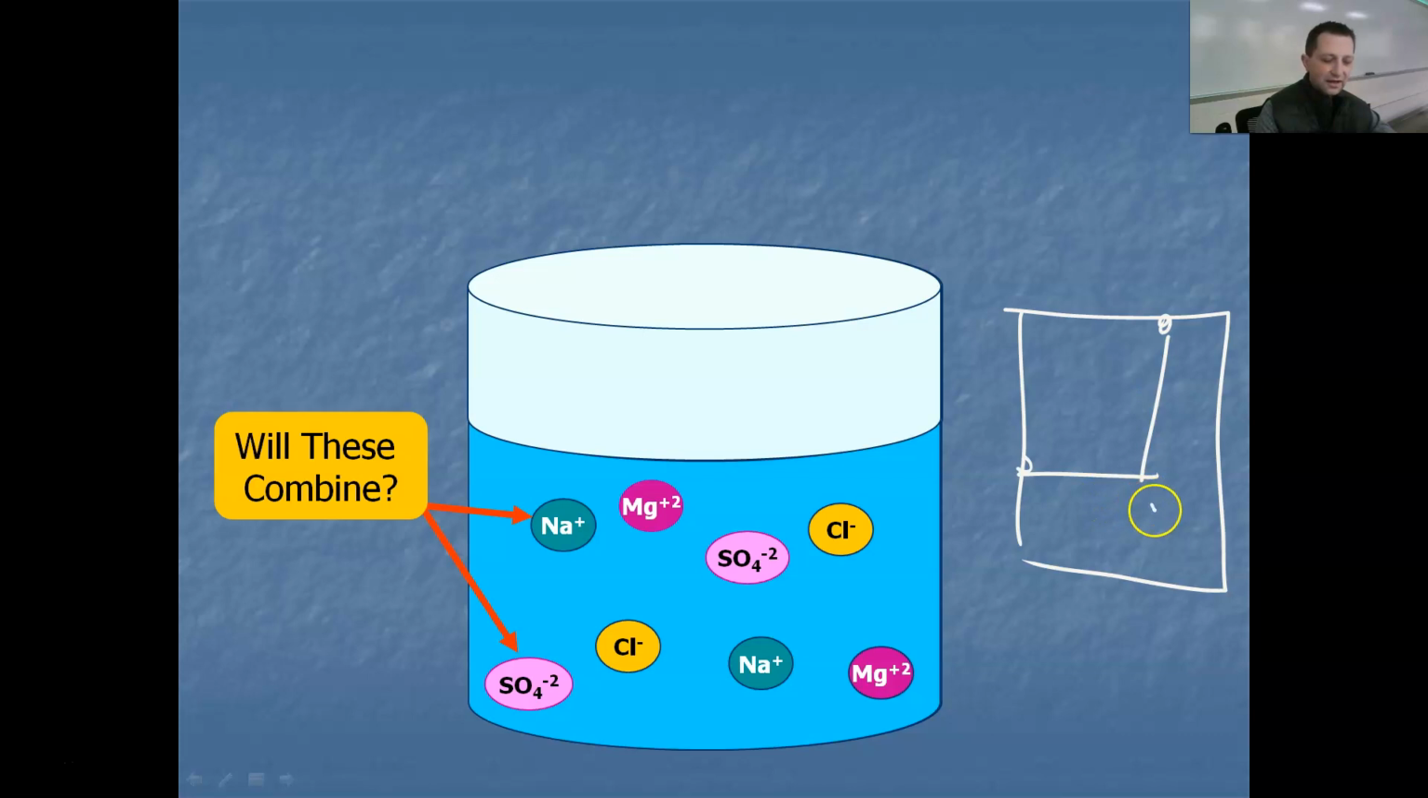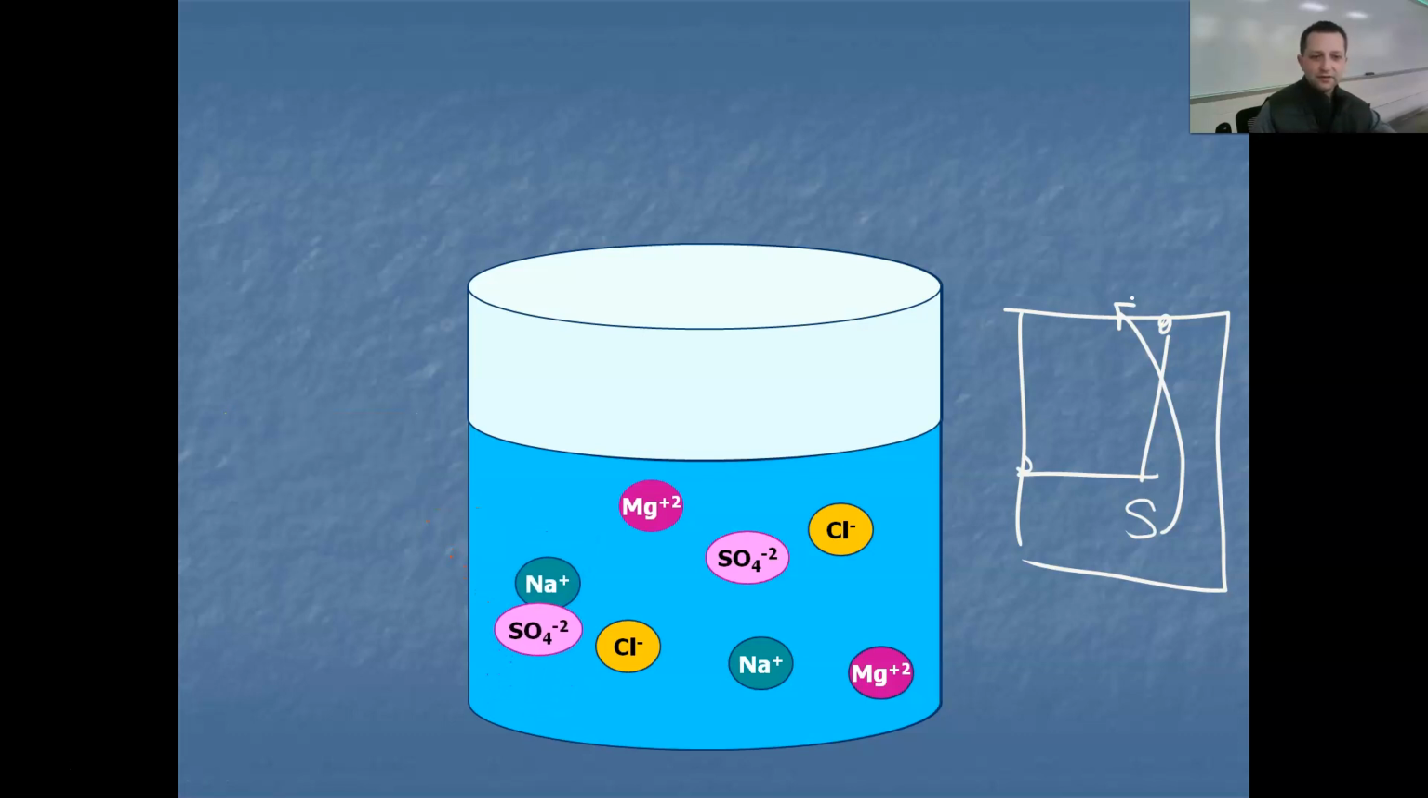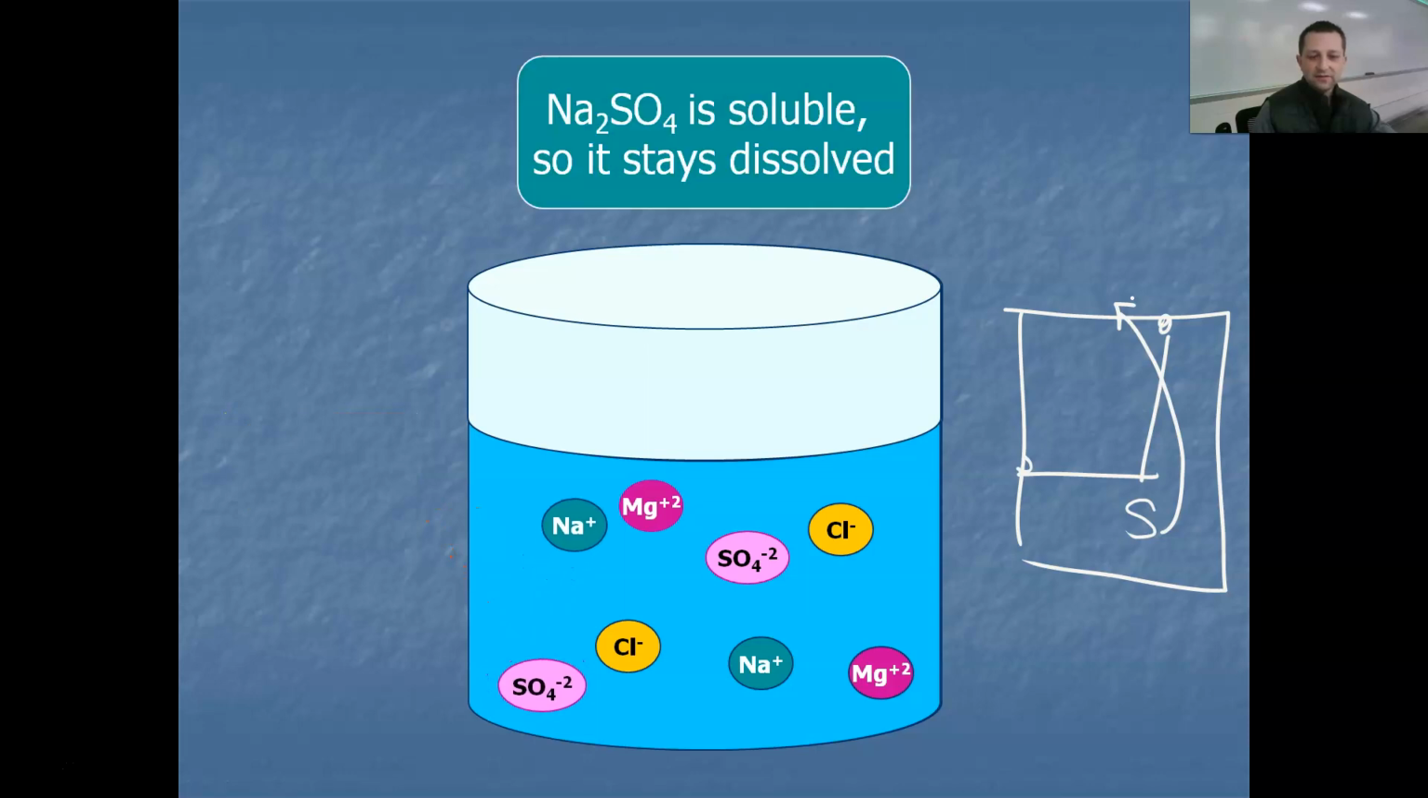If you look at it, you should see that these are also an S. And remember, when you see that, go up to the key up here and figure out what that means. So S means soluble. So should these two ions combine? Take a look at it. They just bounce off of one another. So since Na2SO4 is soluble, they stay dissolved.